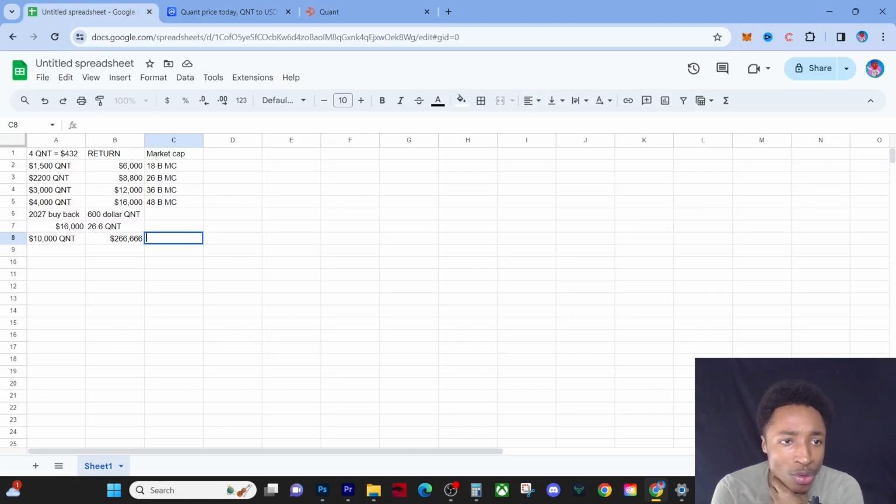Now, to buy 4 Quant, it would actually cost you around $432, okay? I've made some little price points here, and I'm going to give you my percentage chance on what I think it's going to reach. So with that being said, let's get into it. The first target is actually 1.5K.